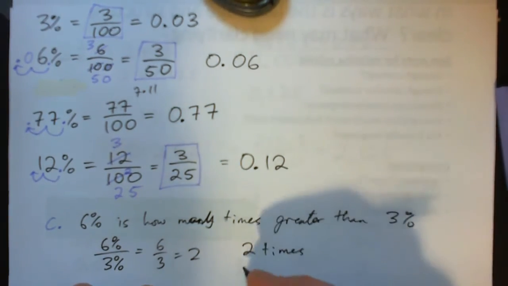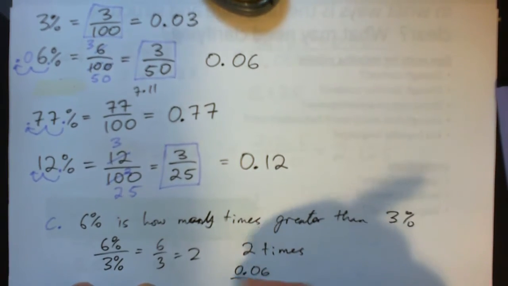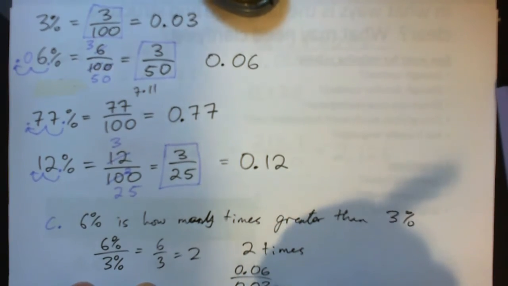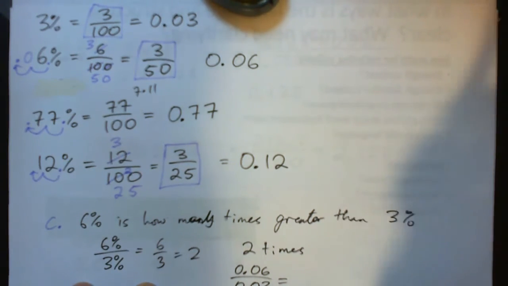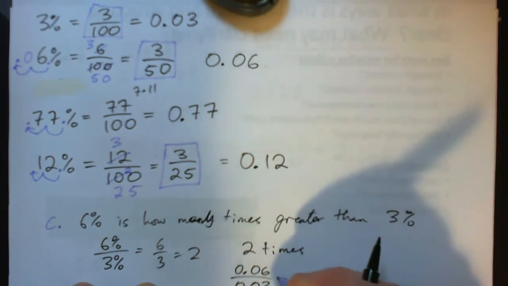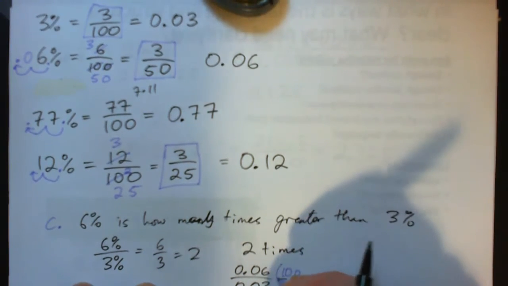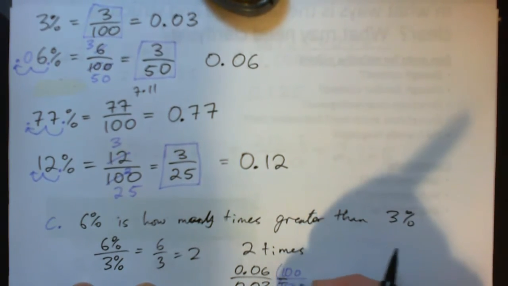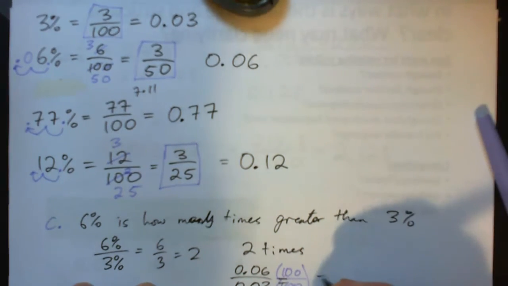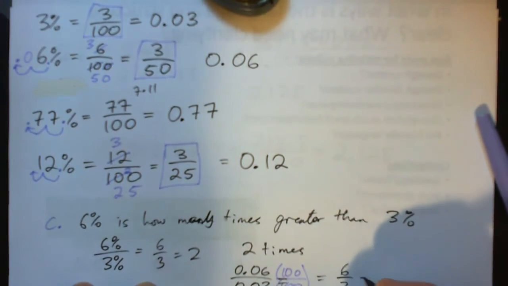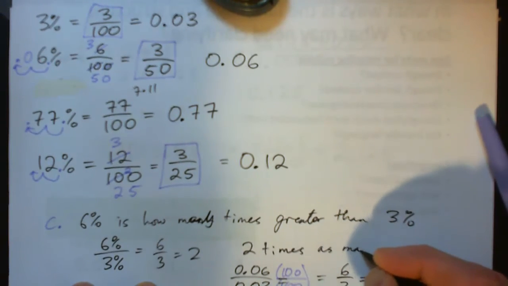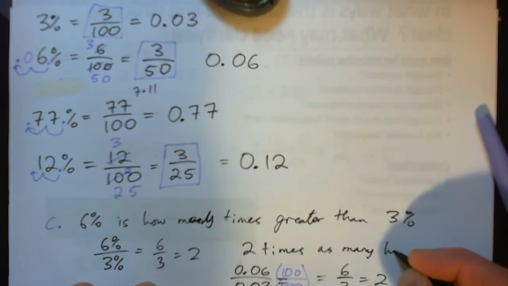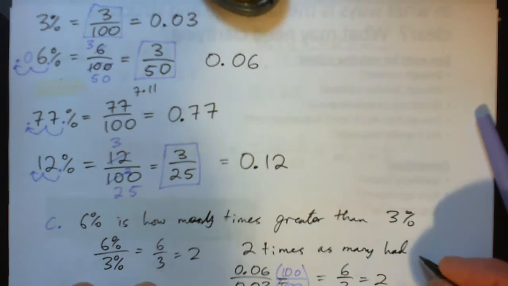Or we could have done 0.06 over 0.03 if we wanted to. And that would also end up giving us 2, because you could multiply the top and bottom by 100. And again, that would give 6 over 3 or 2. So 2 times as many had the BlackBerry, right?